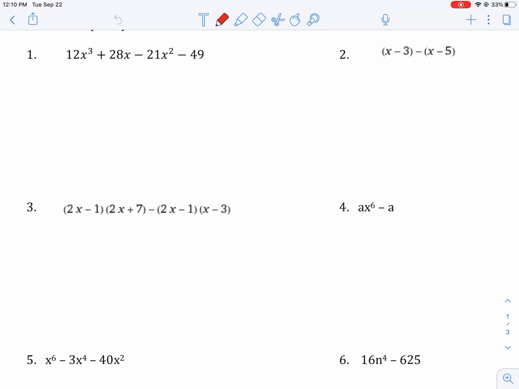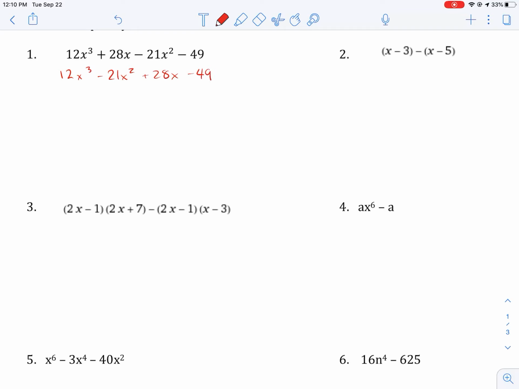Okay, as you can see, we go from a degree of 3 to 1 to 2 to 0. And so in order to do this properly, we have to make sure that it is in standard form first. Our degrees go from larger to smaller. So we're going to have to change this one real quick. It's not a big change. I'm going to go 12x cubed minus 21x squared plus 28x minus 49.